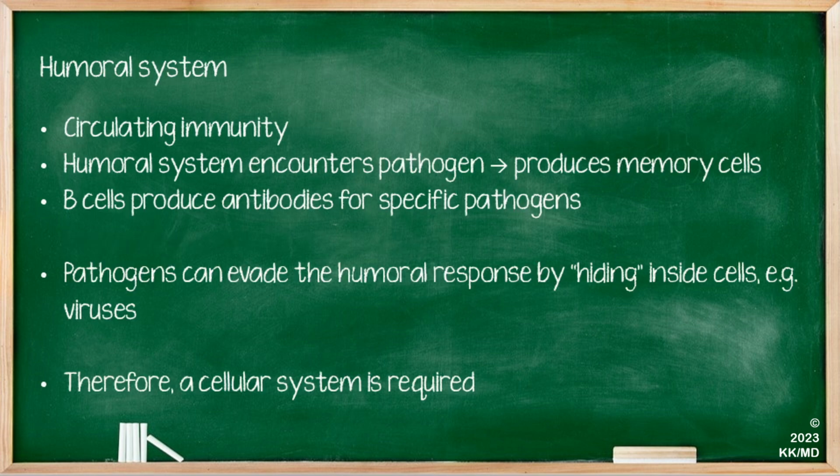Looking at the humoral system first, this is a form of circulating immunity. The humoral system encounters a pathogen which then goes on to produce memory cells. B cells, specifically, produce antibodies for specific pathogens. Pathogens can evade the humoral response by hiding inside cells. For example, this is seen with certain viruses. Therefore, a cellular system is also required.